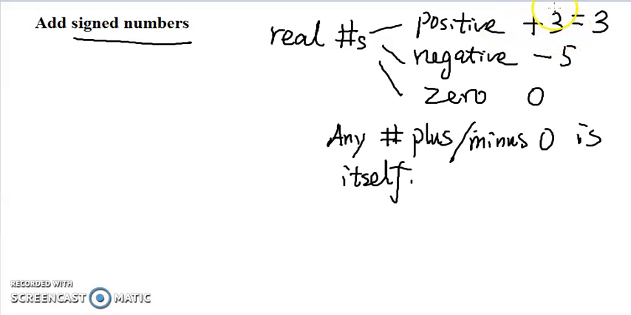Positive numbers can be thought of as credit. If you have positive 3, that means you have credit in your bank account. But if you have negative 3 in your account, which means you are in debt. So let's look at some examples here. You can do positive 3 plus positive 5.